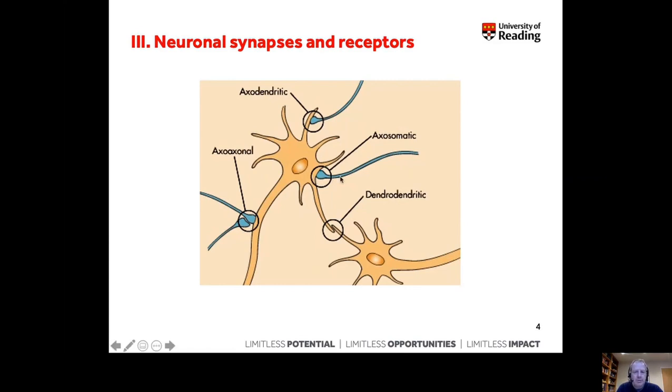Synapses can form predominantly between axons and the cell body, the soma, so they're called axosomatic. We can also get axodendritic synapses from an axon onto a dendrite rather than the cell body. In slightly rarer cases, we also get axoaxonic synapses formed between 2 of these blue axons, and we can also get dendrodendritic synapses, where a dendrite makes a junction with another dendrite.